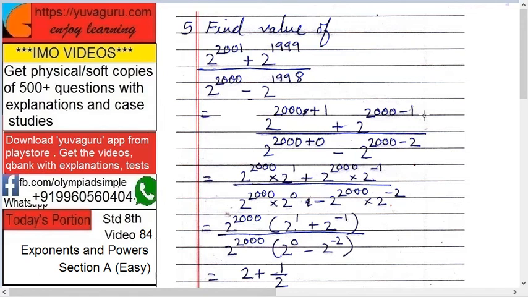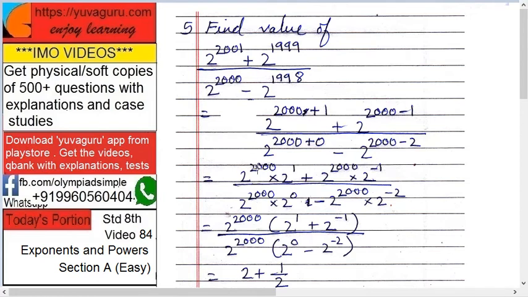1999 means 2000 minus 1. This 2000 as it is, and this 1998 means 2000 minus 2, or this you can write as 2000 plus 0 also for 2000. Okay, so what does it become? 2^2000 into 2^1, right? Why? Because x^(a+b) equals x^a into x^b, right?